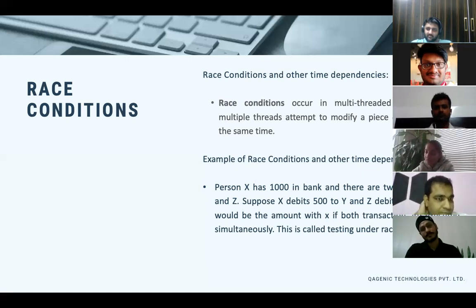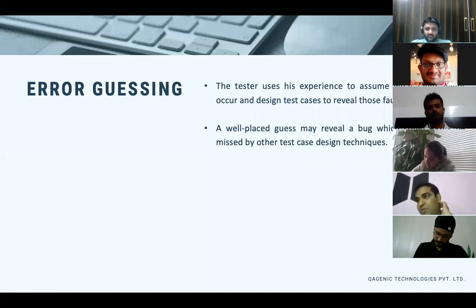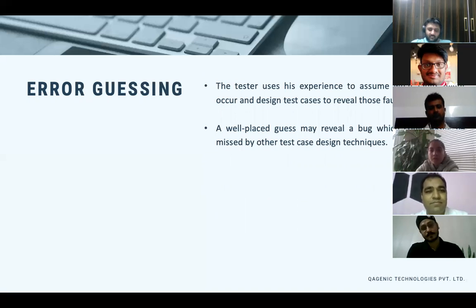ऑलराइट, मूविंग अहेड टू द एरर गेसिंग. एरर गेसिंग आर योर स्किल्स एज अ टेस्टर. Sometimes you get to know, यार based on my past experience, this is the place in an application where error or a defect happens. So based on your past experience, you try to hit on that particular area where you know that in my previous applications I find the defect.